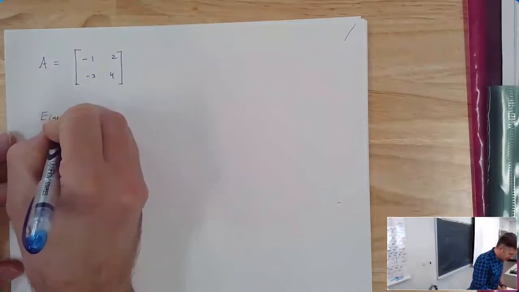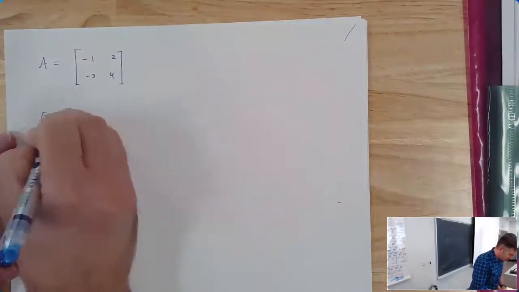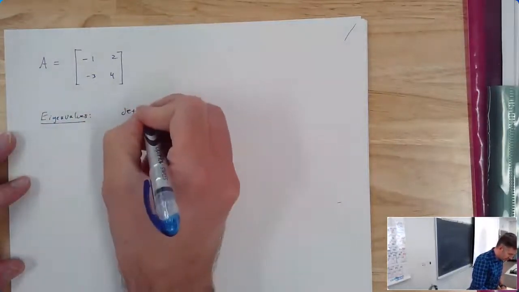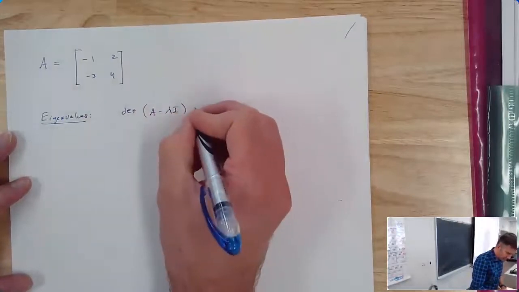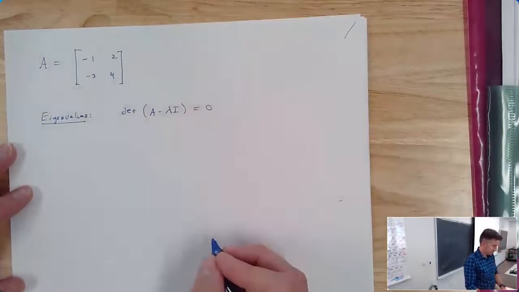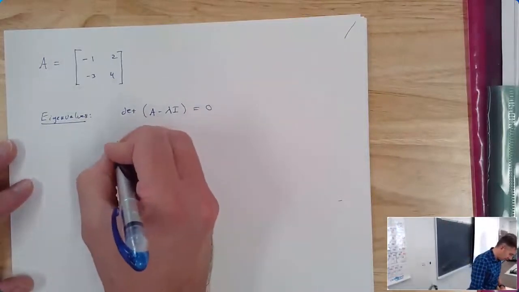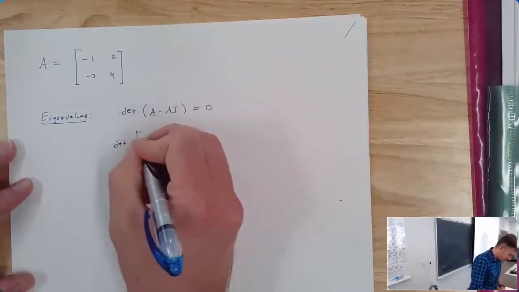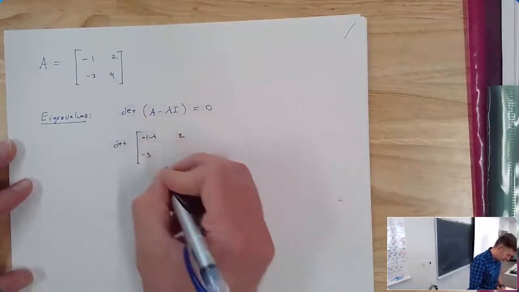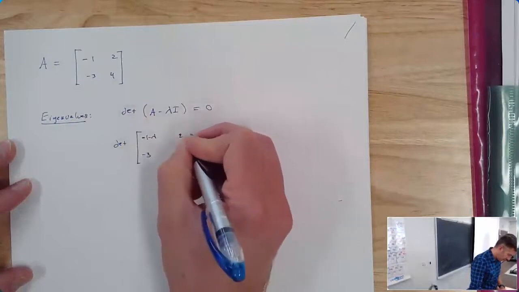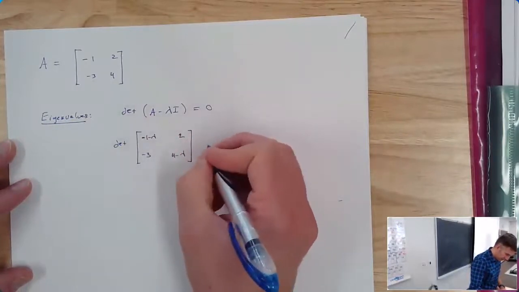To find the eigenvalues, we typically find the determinant of A minus lambda times the identity matrix, and then set that equal to 0. So we're going to find the determinant of the matrix -1 minus lambda, 2, -3, 4 minus lambda, and set that equal to 0.